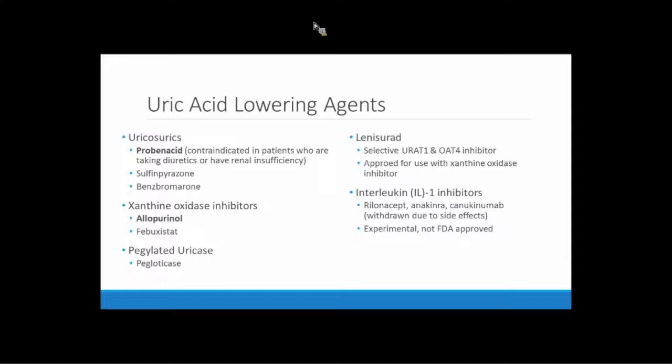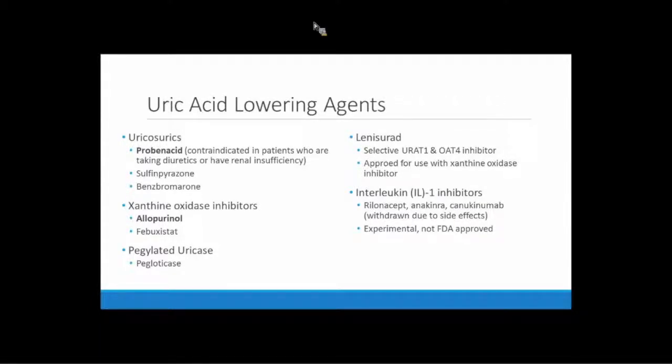Lesinurad we had in combination with allopurinol. I never really used it, and the FDA just pulled it, so we're not going to be using it. Interleukin-1 inhibitors, remember there's a lot of interleukin-1 enhancement in the gouty milieu, and so experimentally, with the interleukin-1 inhibitors, there are case reports that document efficacy when you can't give anything else or nothing else is working, but it's experimental, it's not FDA approved.